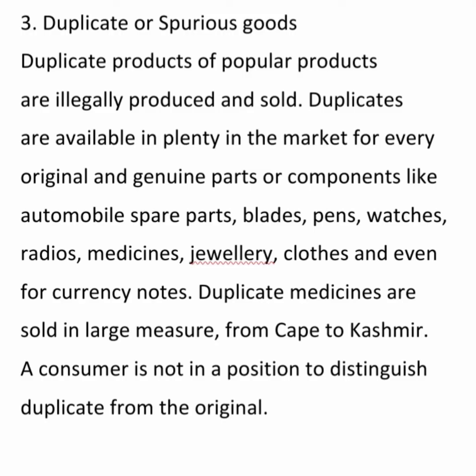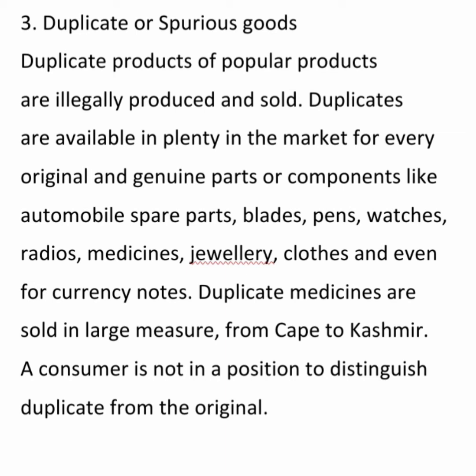The third way of exploiting the consumers is through providing duplicate or spurious goods instead of original products. Duplicate products of popular products are illegally produced and sold. Duplicates are available in plenty in the market for every original and genuine part or component like automobile spare parts, blades, pens, watches, radios, medicines, jewellery, clothes, and even for currency notes.